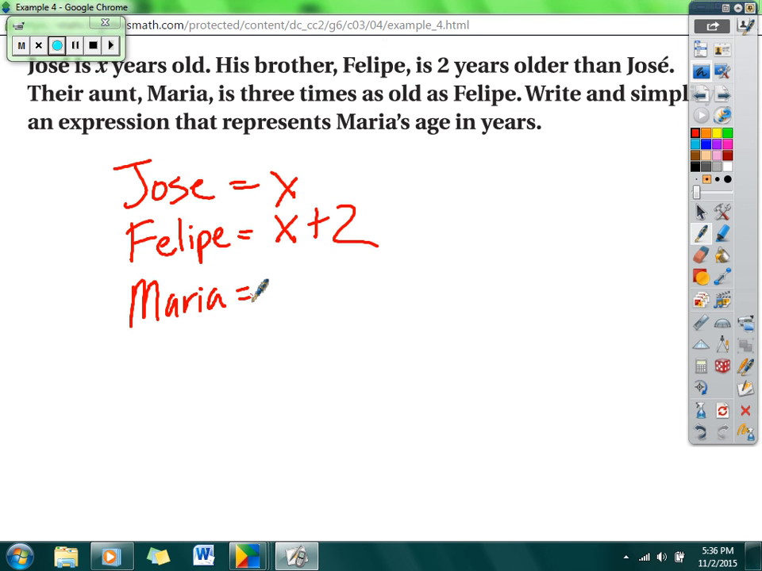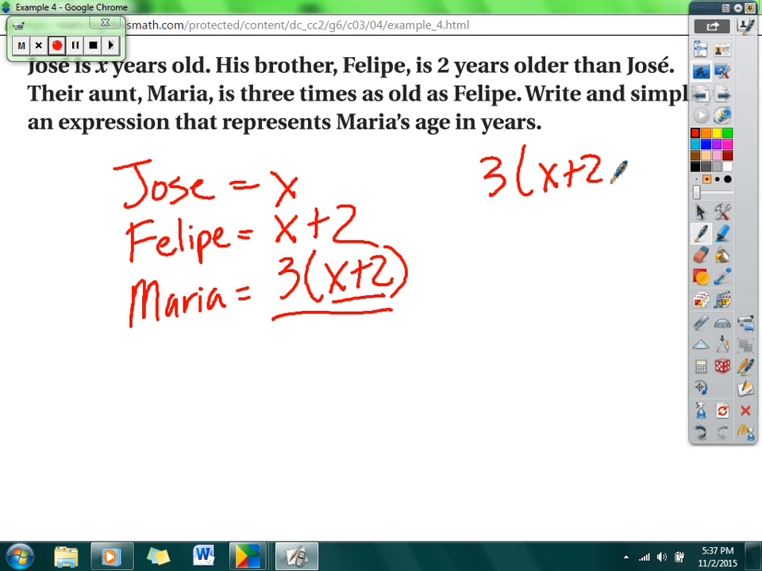So let's say that Felipe is X plus 2. It's going to be 3 times X plus 2 because X plus 2 is what Felipe is. Write and simplify an expression that represents Maria's age. So this is what we're going to start with, 3 times (x plus 2). We're going to use the distributive property.